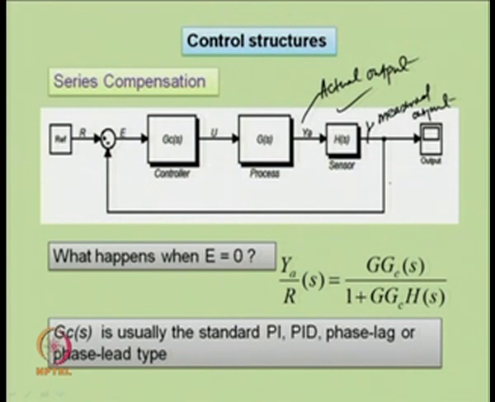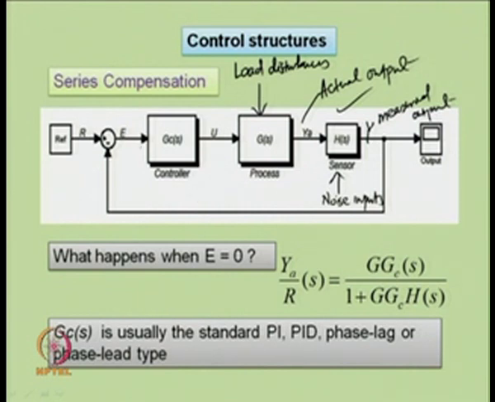Now, in the series compensation scheme, the process might be subjected to load disturbances. Similarly, the sensor might be subjected to noise inputs. What happens when E equals 0? This is a big question, because very often I have found in the class that students are unable to make out, given a series compensation scheme, what happens when E equals 0.